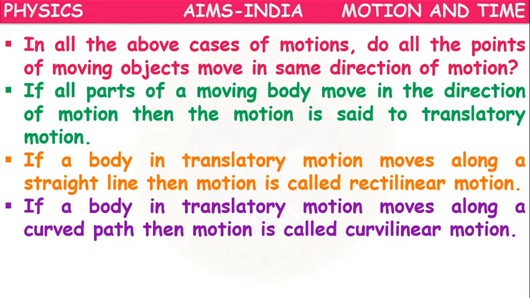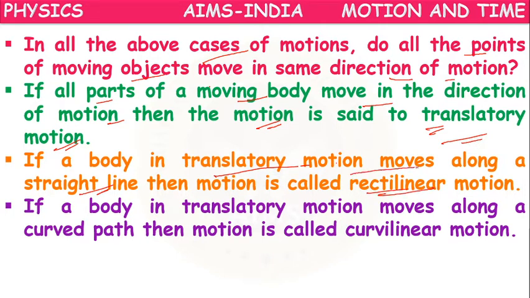So here, in all the above cases of motion, do all the points of the moving objects move in the same direction of motion? If all the parts of a moving body move in the direction of motion, then the motion is said to be translatory motion. If the body parts also move along with the body, then it is said to be translatory motion. If the translatory motion moves along a straight line, it is rectilinear.